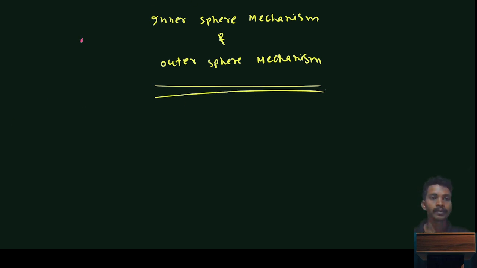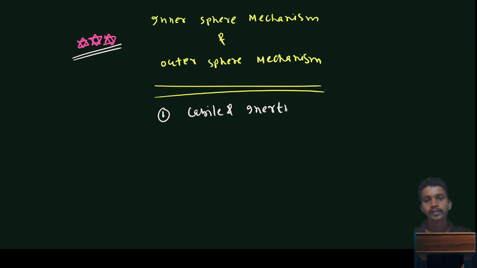And this topic is very important from the exam point of view. Okay, so to understand inner sphere mechanisms and outer sphere mechanisms, we should have the concept of labile and inertness. Whenever you are studying inner sphere mechanism, this concept of labile and inertness will be used, although it is not used for outer sphere mechanism. But for inner sphere mechanism, the concept of labile and inertness is very important.